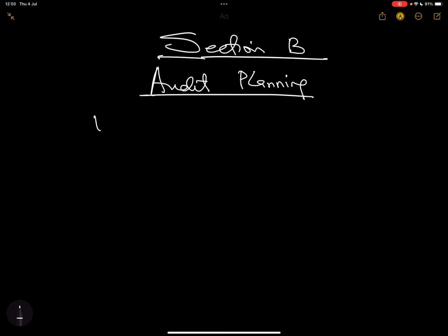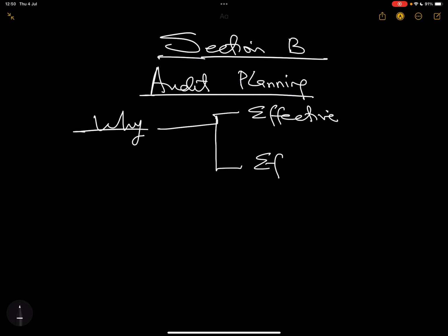So I'll start with why do we need to plan an audit? Why don't we just go to the client side and do it? Because of what I've said. Because we want to be successful. So we want to have an effective audit, and we want to have an efficient audit. So it's because of effectiveness and efficiency. Effectiveness means we want to achieve our objective.